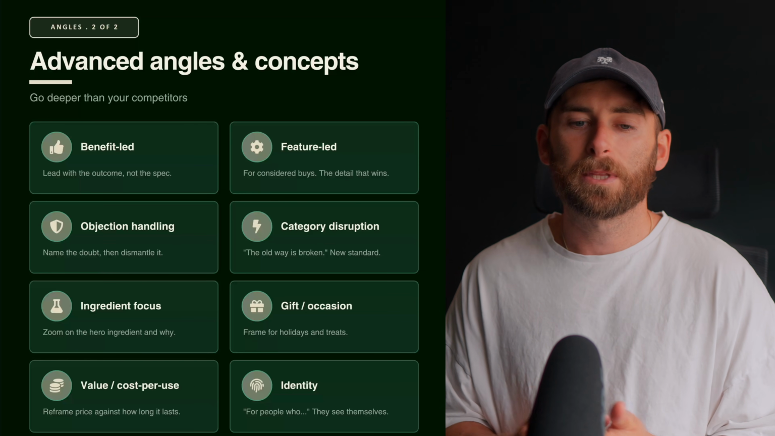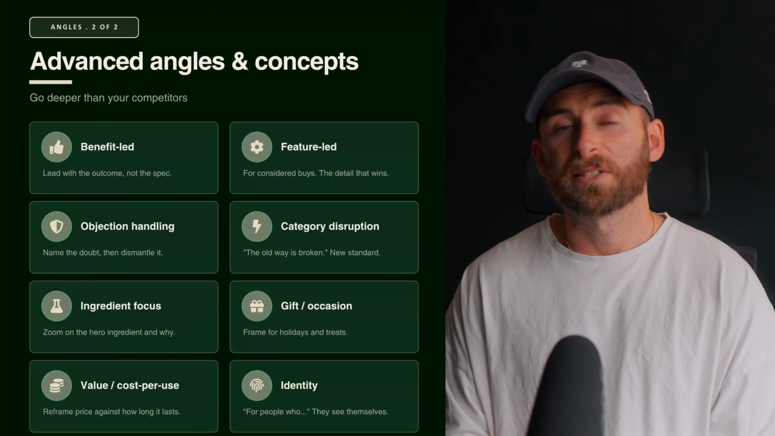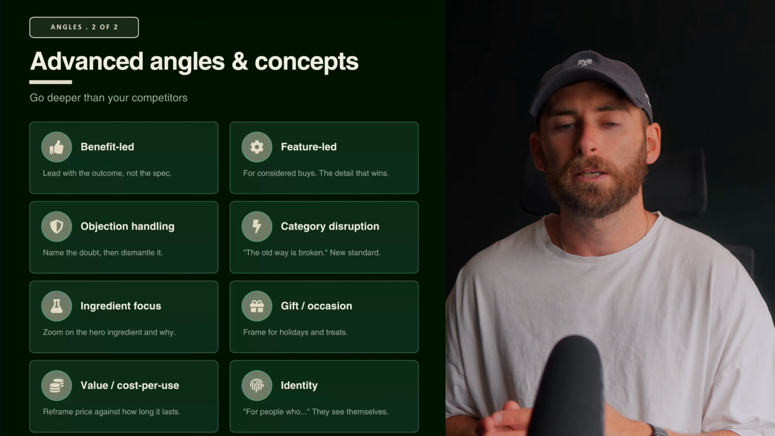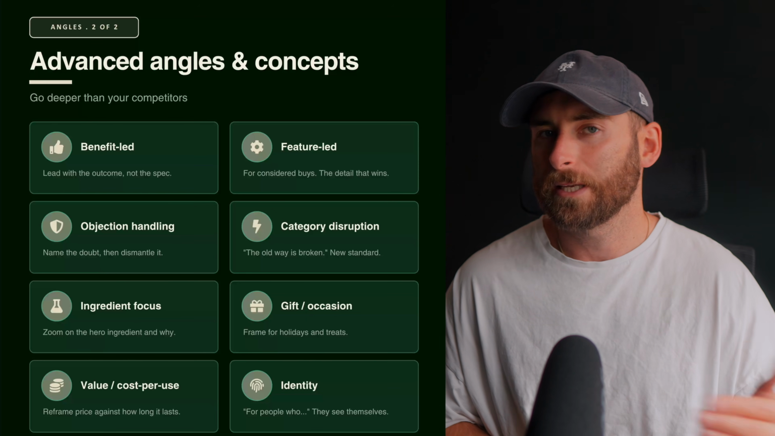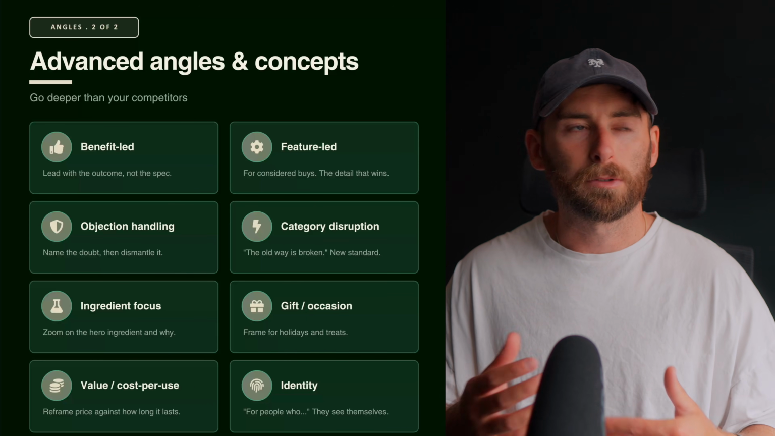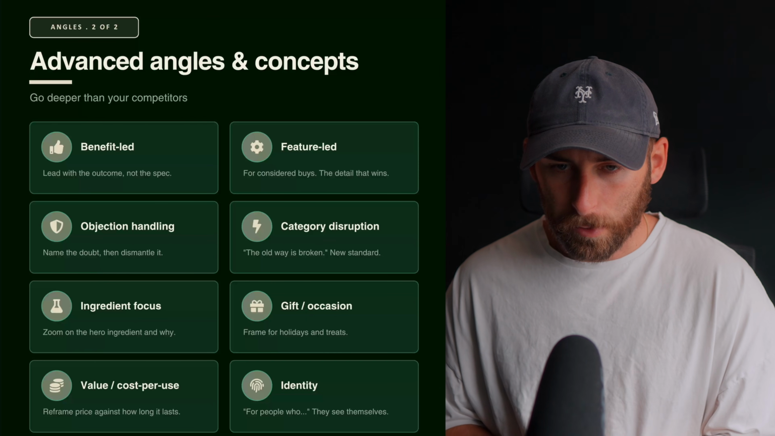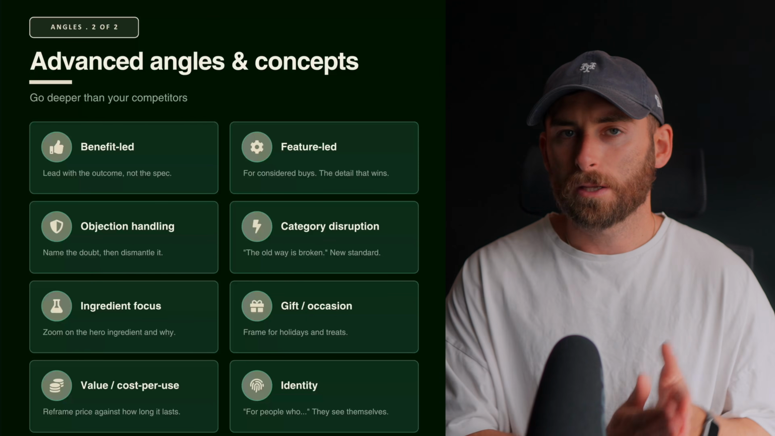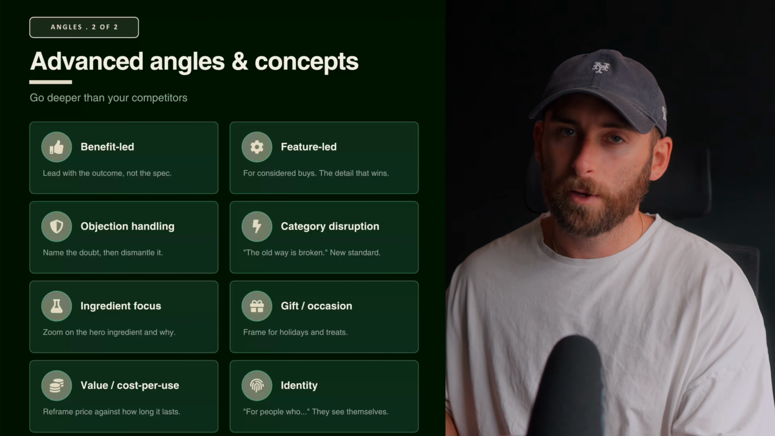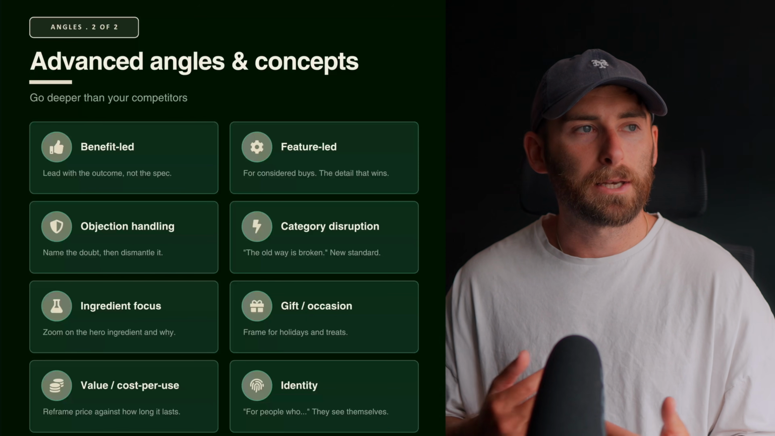Objection handling, so name the doubt and then dismantle it. So let's say, for example, your product is hard to sell because it's got some objections, people don't understand it. Well, you're basically creating pieces of content that handle those objections before they even need to comment, because they can see the solution to that problem, and you can follow up on these objections essentially. Next we have category disruption. So the old way is broken, this is the new standard. So again, we're just highlighting your brand or your product as the new way of doing things. People don't like change, and especially when that change is not easily understood.